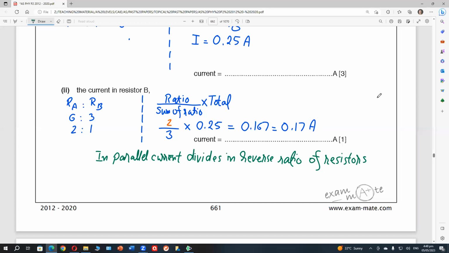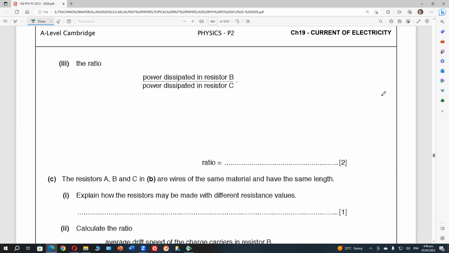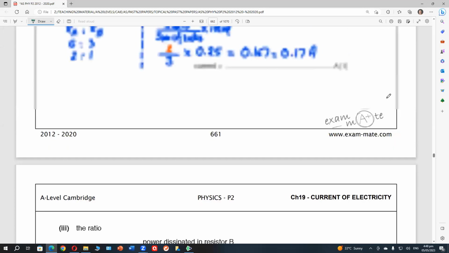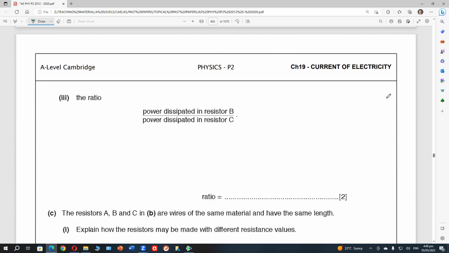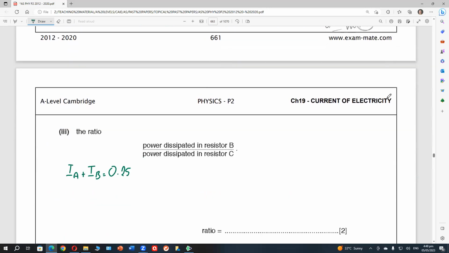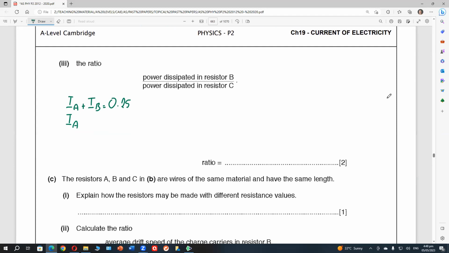Now, this is the key concept here. The ratio of power dissipated in resistor B and power dissipated in resistor C. Voltage we do not know, but we know the current in B. We should first find the current in A. In parallel, current is divided and conserved. IA is 0.083.